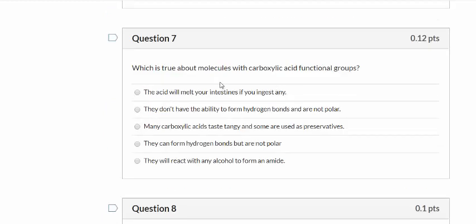Okay, what is true about molecules with carboxylic acid functional groups? The acid will melt your intestines. We eat carboxylic acids all the time. They're in fruit. They naturally occur. We add them to foods. They're not going to melt your intestines. We just saw in choice A in the last question that they do form hydrogen bonds.